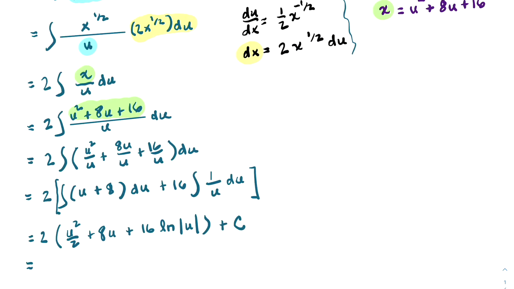So we'll have quantity, what was our u? It was root x minus 4. So quantity root x minus 4 squared. And then we'll plus 8 times root x minus 4 plus 16 times the natural log of absolute root x minus 4 and plus our constant of integration.